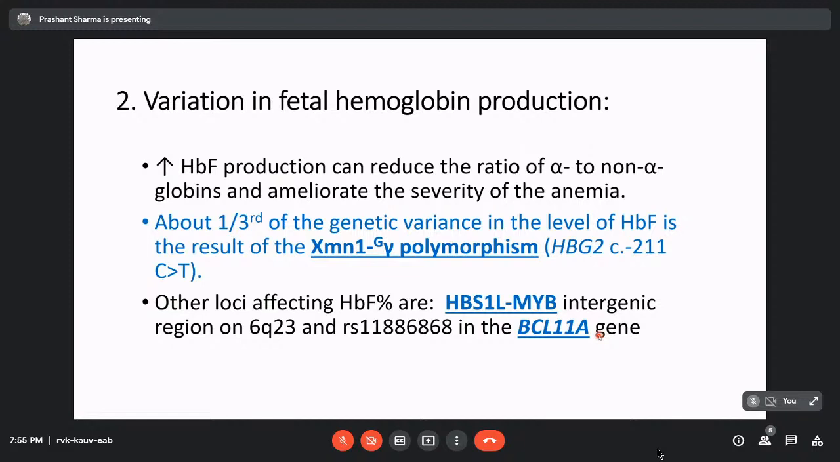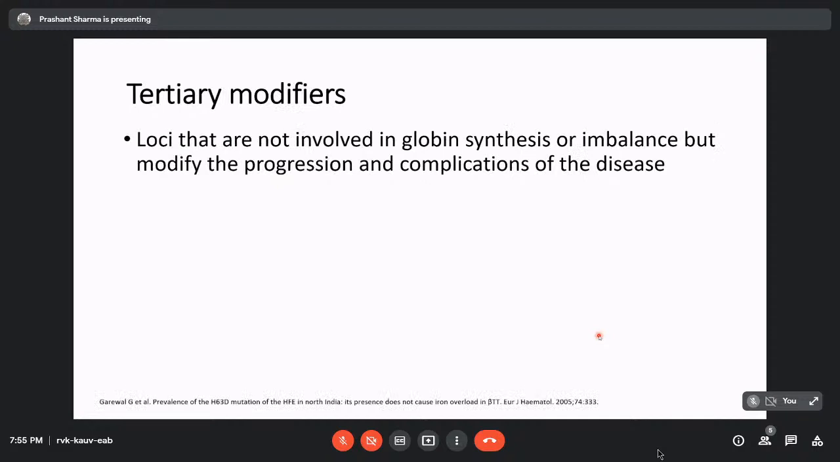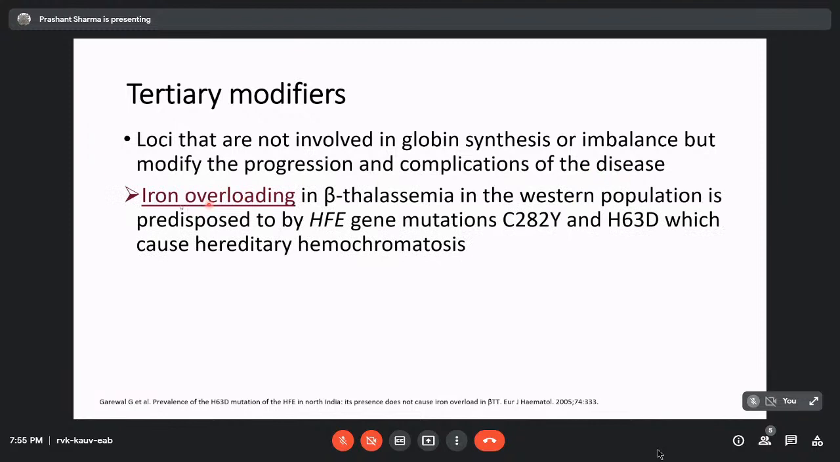And then there are tertiary modifiers. So what are these? These are loci that are not involved in globin synthesis or imbalance, but they modify the progression and complications of the disease. So how do they work? For instance, the iron overloading in beta thalassemia, and we'll see that this is one of the major consequences of the lifelong transfusions that these patients require.